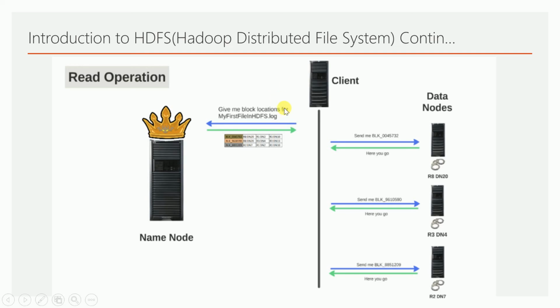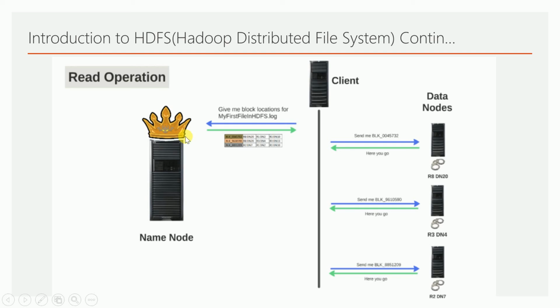Whenever you request a particular file, it contacts the name node and gets the block information. Each file is already split into different blocks, right?